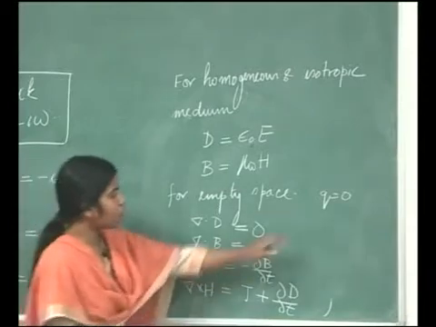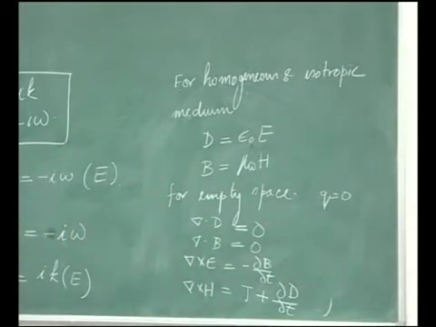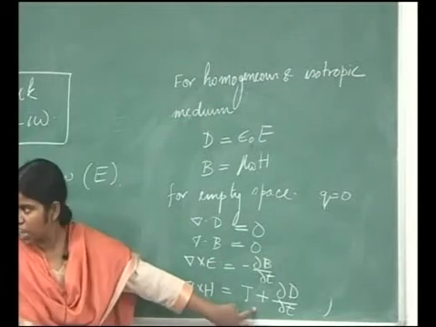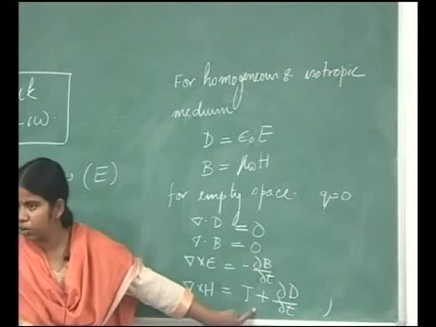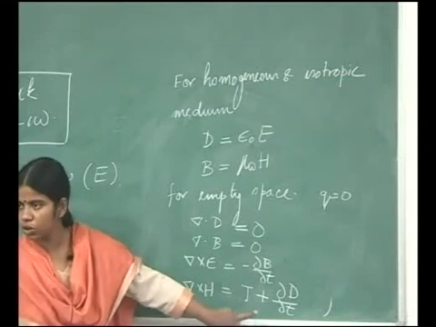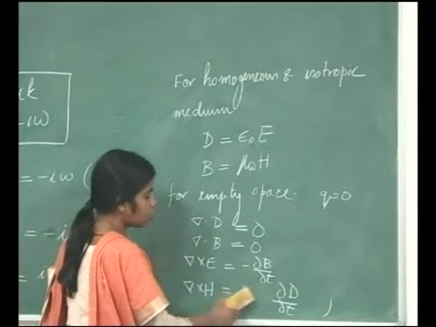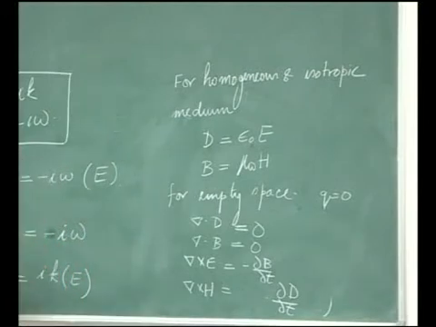Now, because there is no free charge available, there is no surface charge density, and thus there will be no surface current. So J for empty space will be equal to 0, because Q is 0 and there is no charge density. So this term also goes off, and this is my equation.